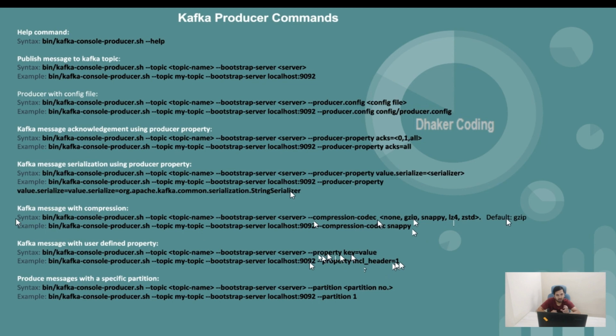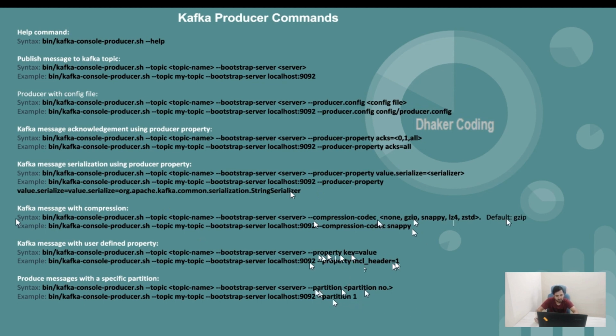Now let's say you have multiple partitions in a topic, say five partitions, but I want to write the message into a specific partition. Then I can give the option --partition, specifying which partition I want to publish the message to. Let's say I want to publish the message to partition 1. In the example you can see this.